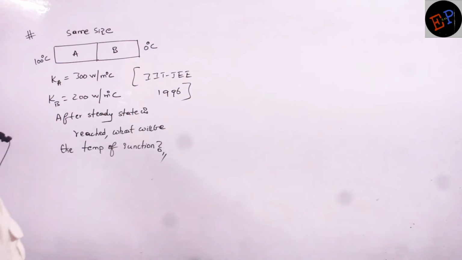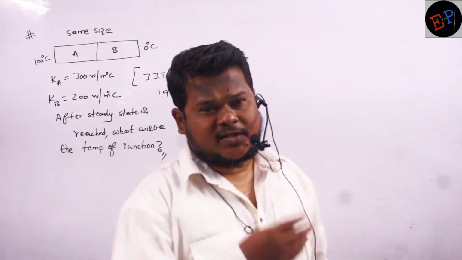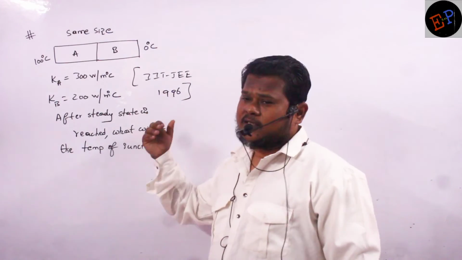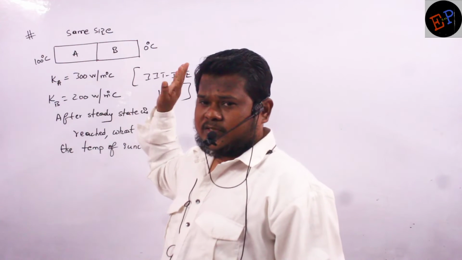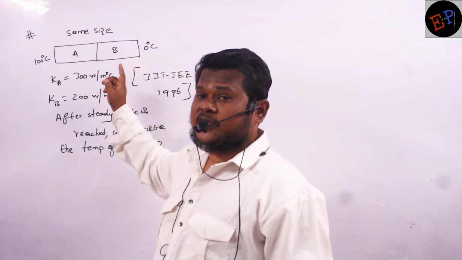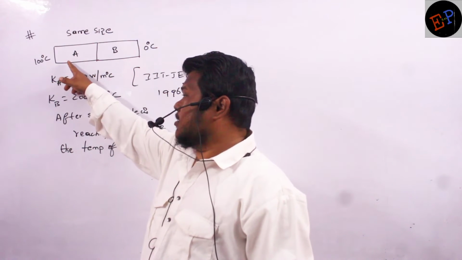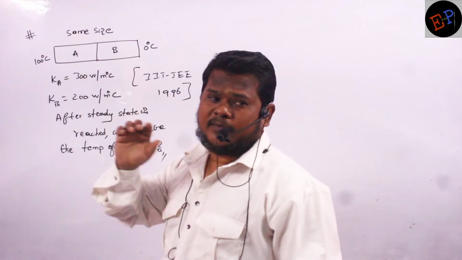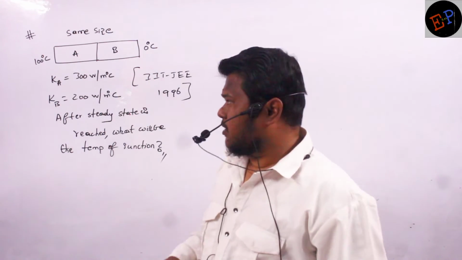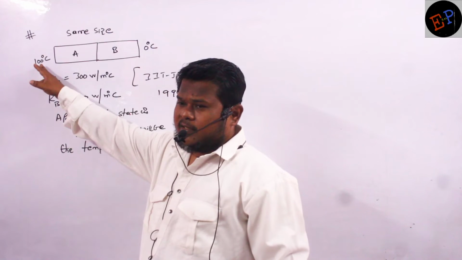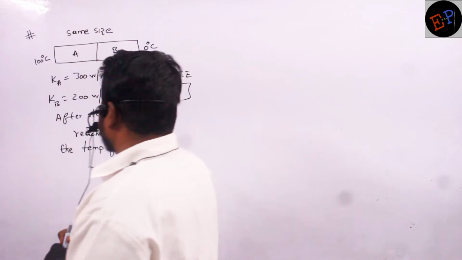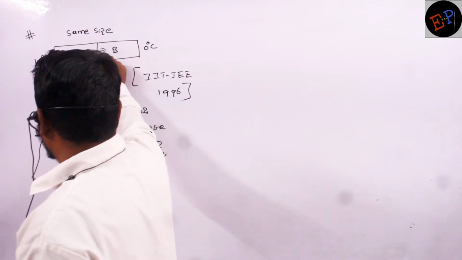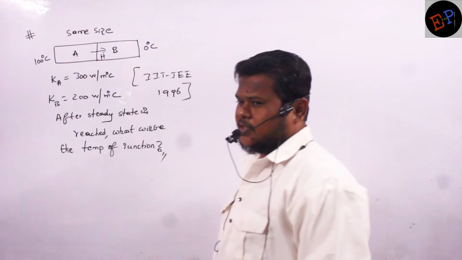This is the question. There are 2 identical rods, same size. Area of cross section, length, everything is the same. They are connected in which combination, series or parallel? Series combination, because the same heat current will be flowing in the second rod also. Clear? One end is maintained at a temperature of 100 and the other at 0. So this is the direction of heat current. Heat current will flow in this direction.